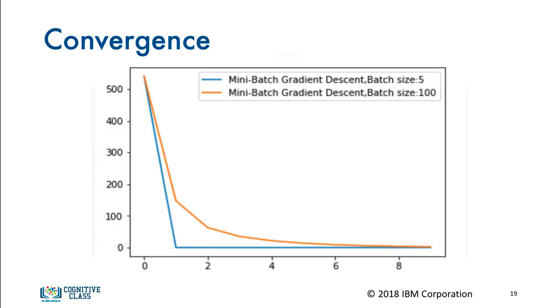Batch size can affect the performance of your model. In this example, a batch size of 5 took less time to converge to the minimum, i.e., fewer iterations to reach a smaller total loss or cost.